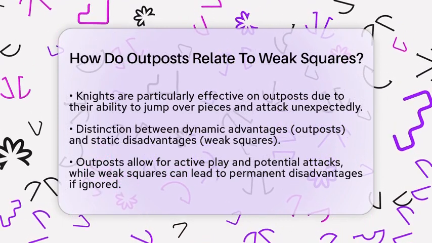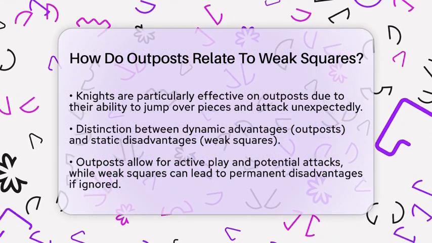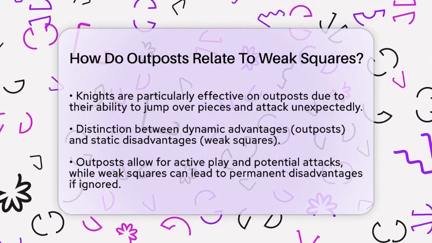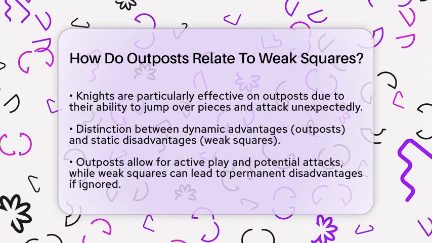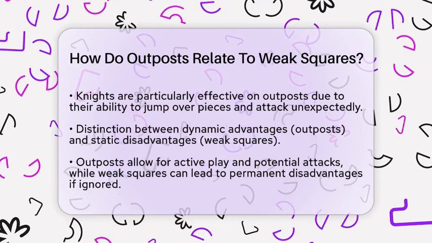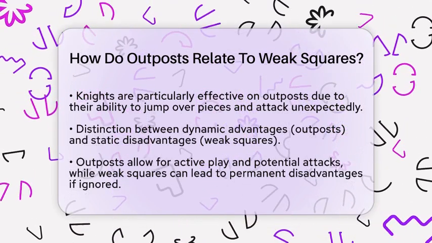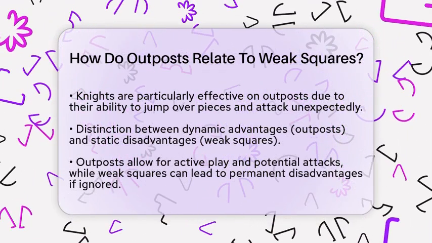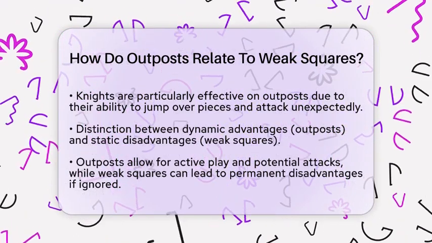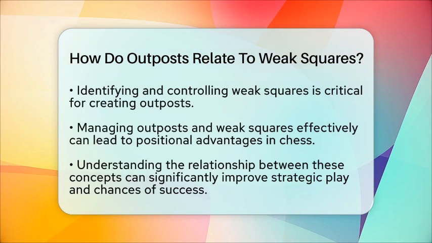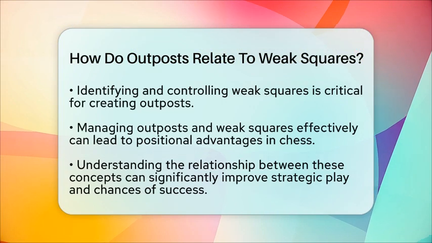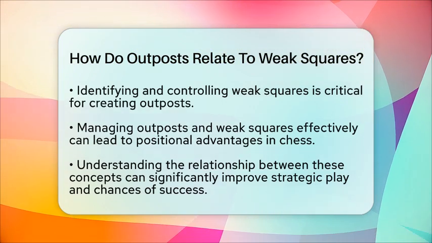In the context of dynamic versus static advantages, outposts represent a dynamic advantage. They allow for active play and the potential to launch attacks. On the other hand, weak squares can become static disadvantages if not addressed. They provide a permanent foothold for your opponent, which can be difficult to remove.